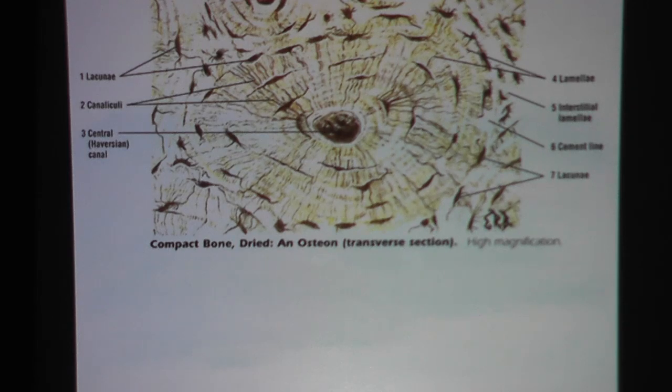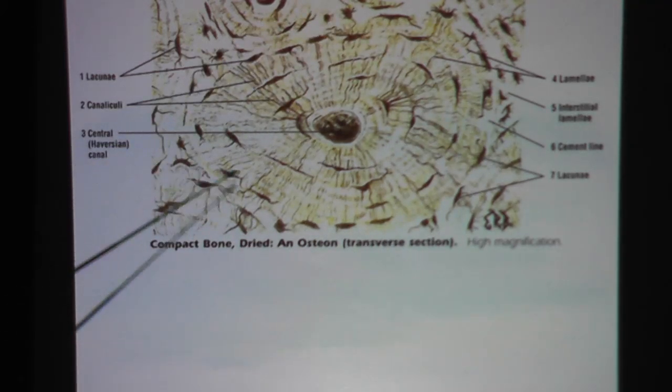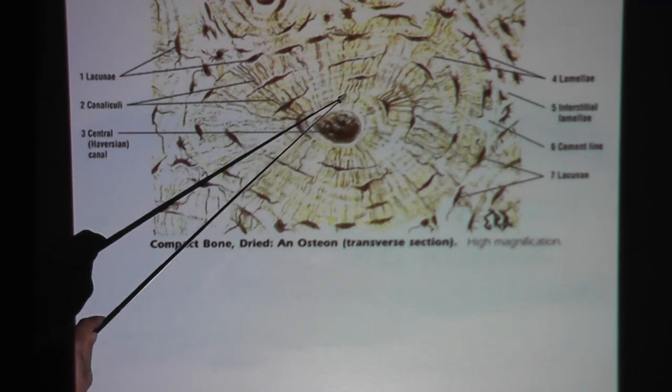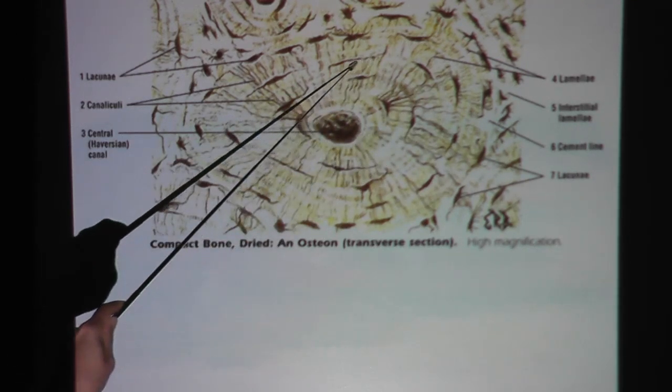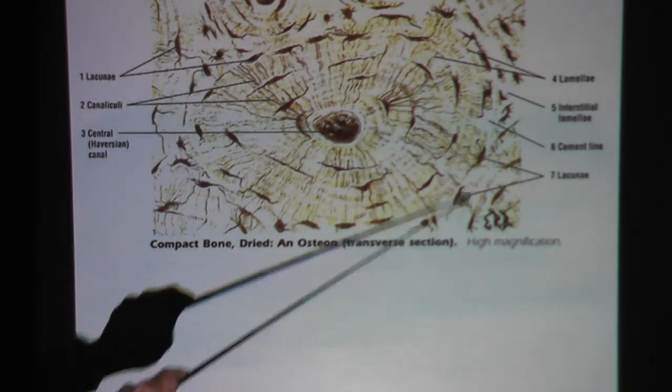Okay, high power. Let's just look at one osteon. So this is one osteon here. And as you can see, in the middle is the central canal. And then around is a ring called lamella. Here's another ring called lamella. Another ring called lamella.